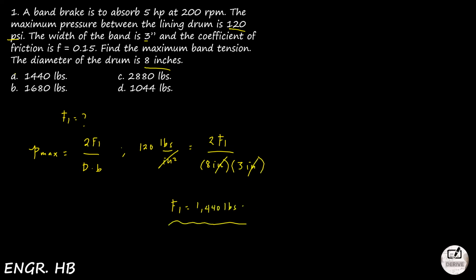So the answer is letter A, obviously. So don't forget the 2 here, guys, because there is a 2880 option there. If you don't divide by 2, 2880 will come out, so that is 1 point wrong right away.